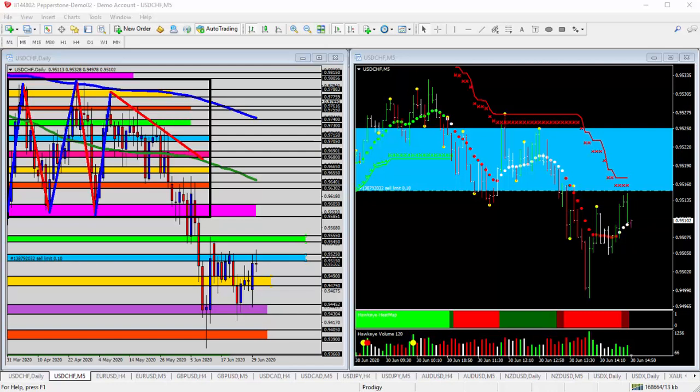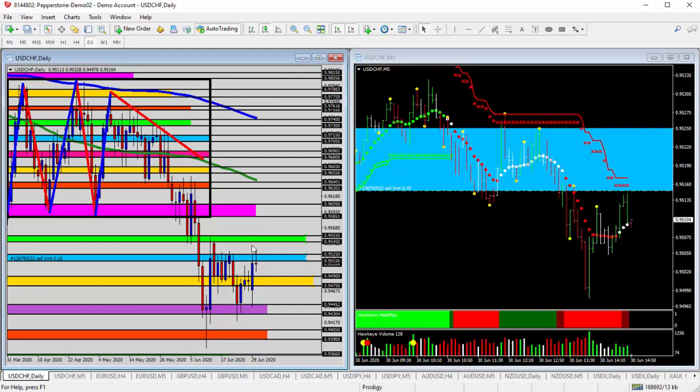Today, taking a look at the USDCHF, the US dollar versus the Swiss franc, for today's trade analysis. On the left-hand side is the daily time frame, looking at the candlesticks, and we can see the blue shaded area right in the lower portion of the chart.